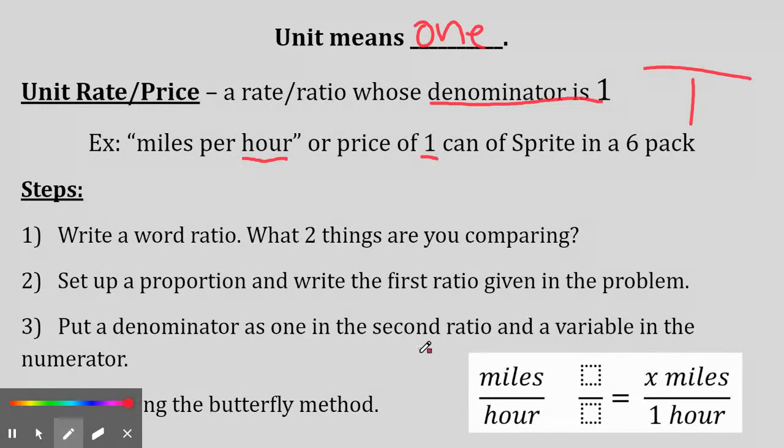Then step 4, I solve using the butterfly method, which is the same method we used last time, where you would cross multiply and divide. So at this point, make sure you pause the video so you can write all these steps down. Yes, I want you to write all these steps down. You never know when I may ask you to, hey, submit a picture of your journal online. Okay, so go ahead and pause the video to write these down.